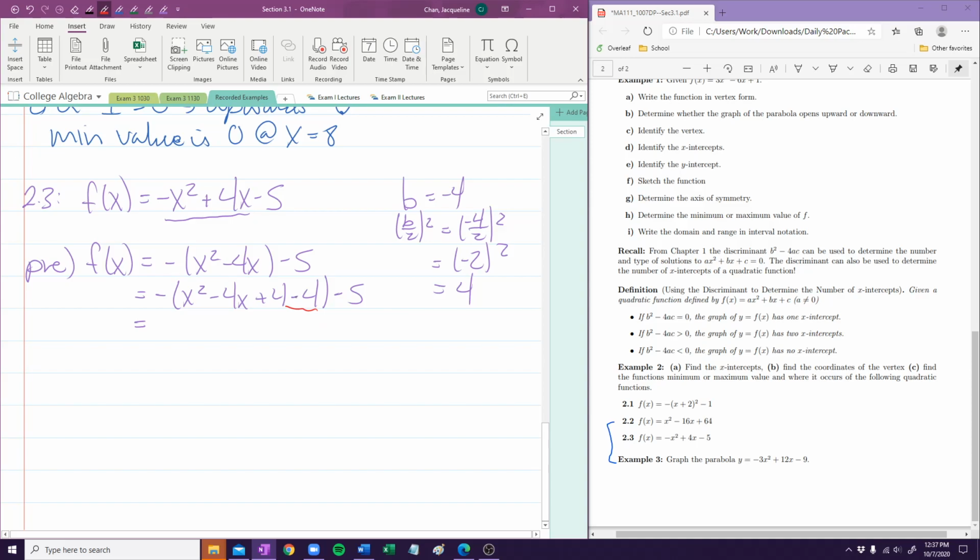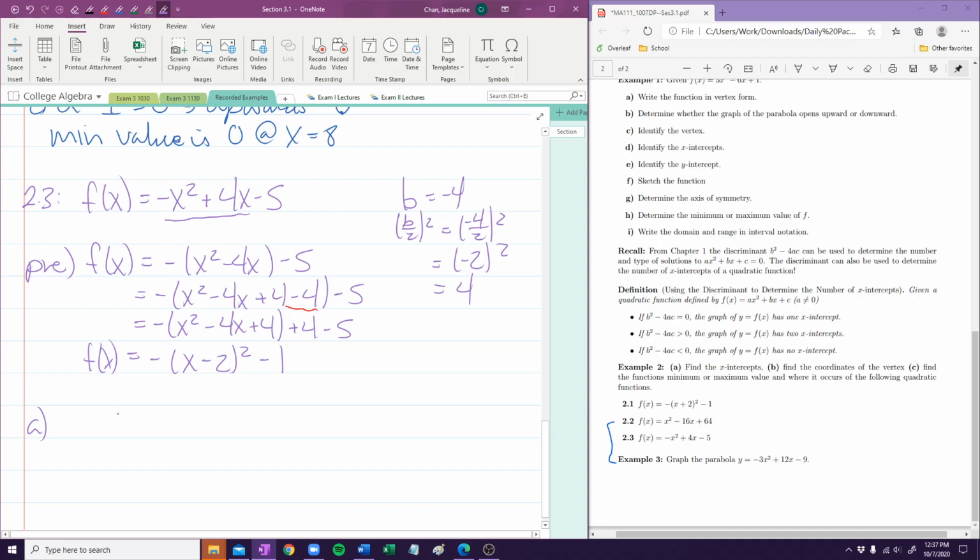In order to do that, I have to distribute it out of my parentheses. So I'm left with negative, and then x squared minus 4x plus 4. And then negative 1 times negative 4, that's positive 4, and then minus 5. Then this is a perfect square trinomial, so this is x minus 2 quantity squared, and then plus 4 minus 5 is negative 1. Okay, so this is my vertex form.